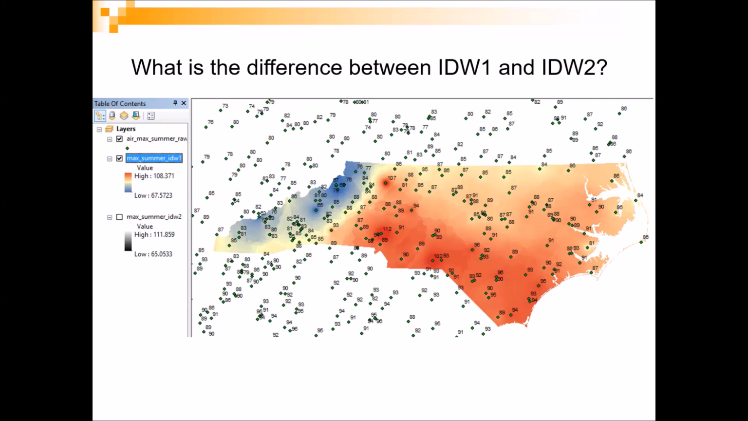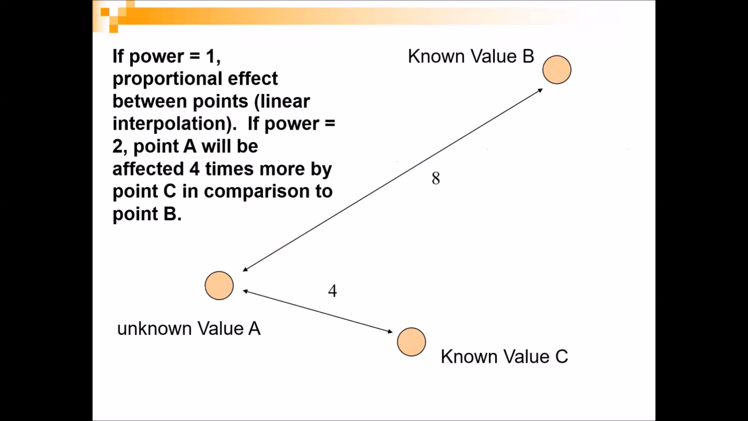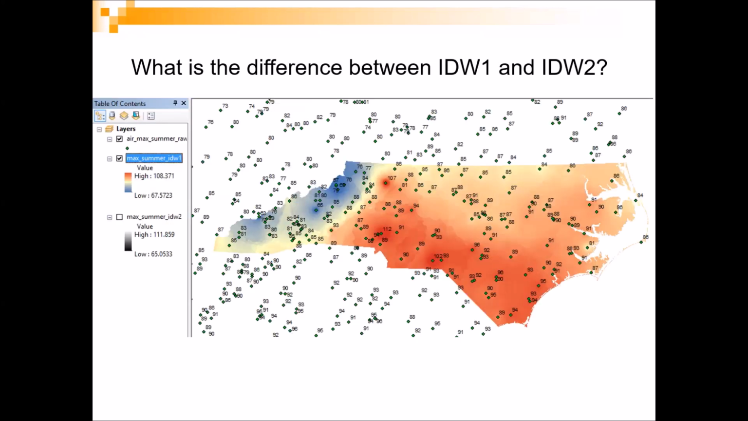We can look at the difference between IDW1 and IDW2. Now, with IDW1 versus IDW2, if we do IDW1, it's just first power. This one is going to have twice the impact of this one. If we do IDW2, where we set the power to 2, this is going to have 4 times more of an impact than this. So the weight is going to be 4 to 1 or 2 to 1, depending upon the power that you set.